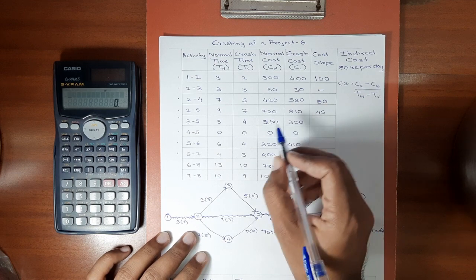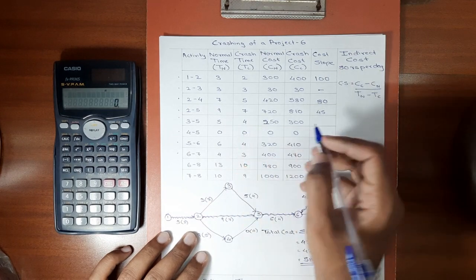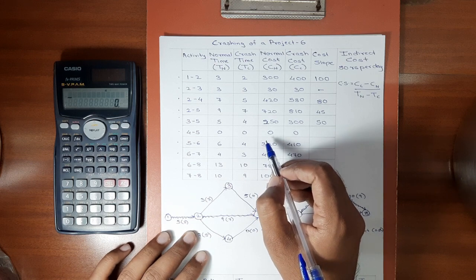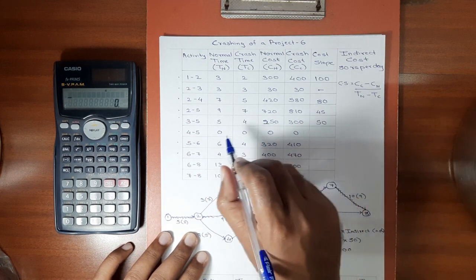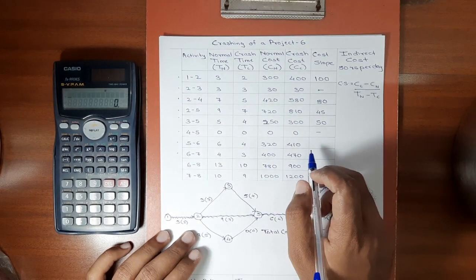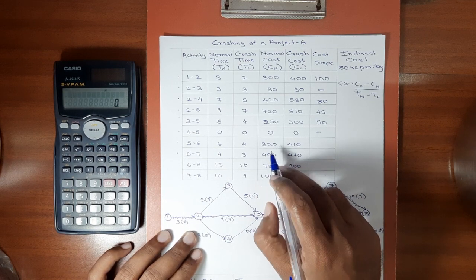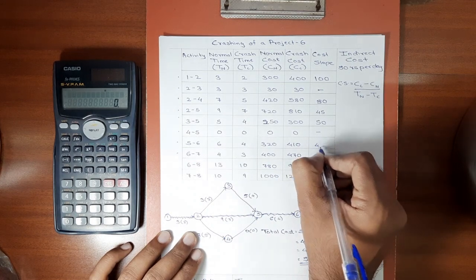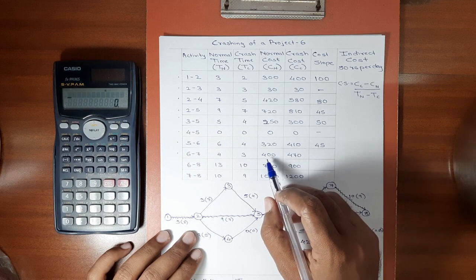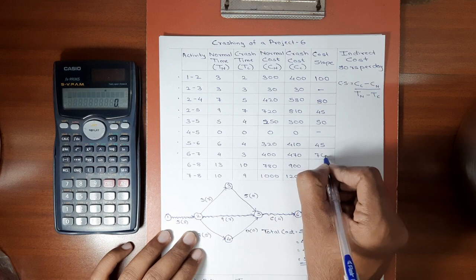Next is 300 minus 250, which gives 50. 50 divided by 5 minus 4 is 1. So here the cost slope will be 50. Next activity, we have a dummy activity. Here also 0 by 0, the cost slope will not be defined. The next is 410 minus 320 gives 90. 90 divided by 6 minus 4 is 2. So here we get 45. Next is 470 minus 400 gives 70. 70 divided by 4 minus 3 is 1. So here we have 70.